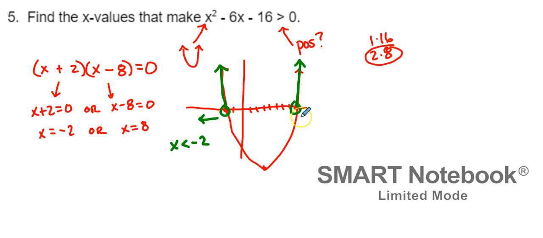And then the other one is 8. This is a root of 8. So if I plug in anything bigger than 8, I'll get this upper portion of this graph, or in other words, where this quadratic is positive. So anything bigger than 8 will also give me what I need. So these two answers will give me all the x values where my function is positive.